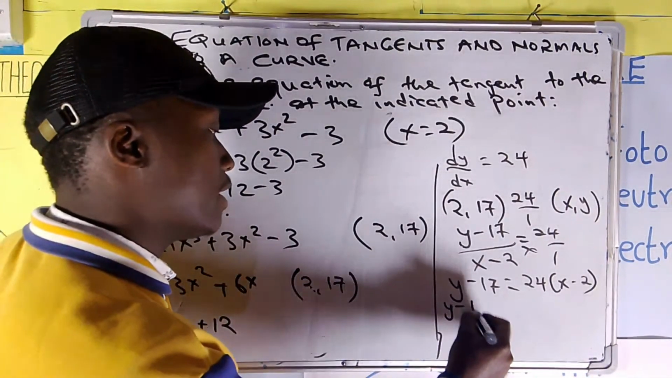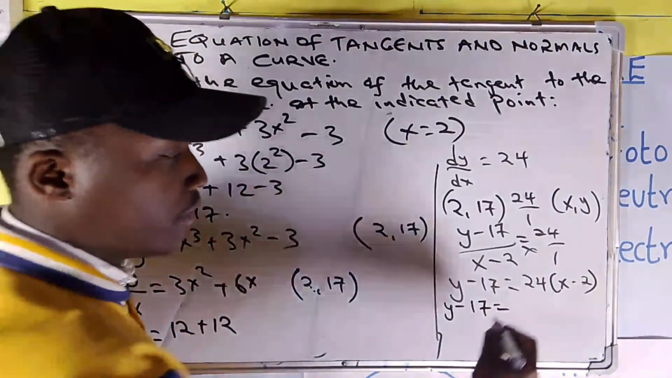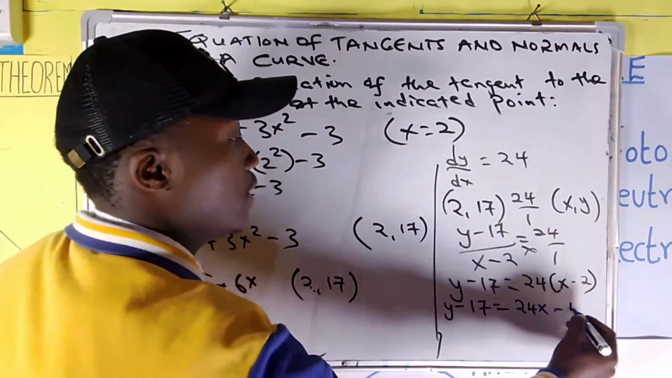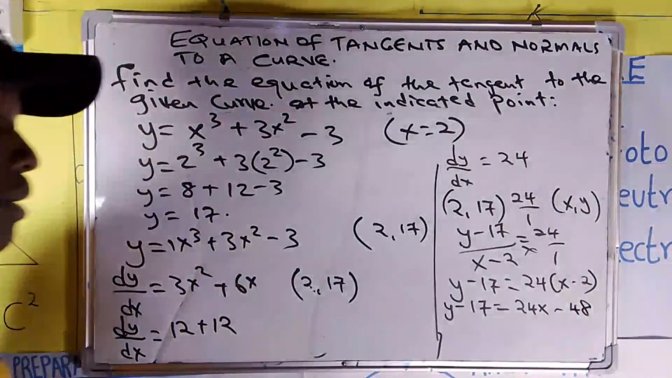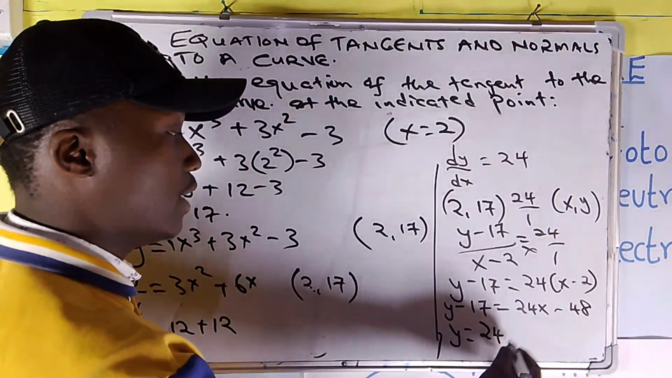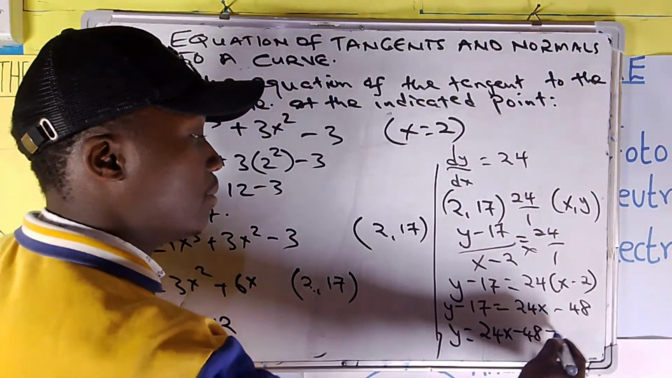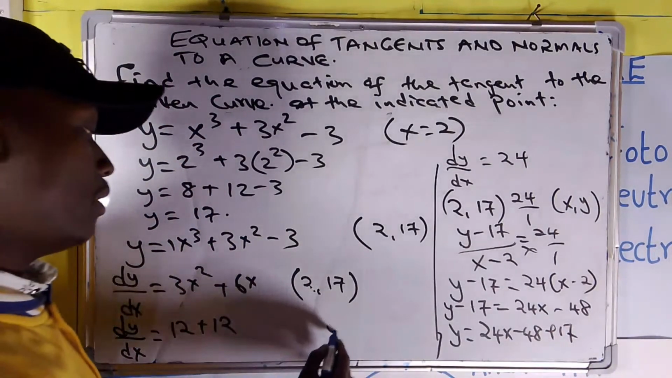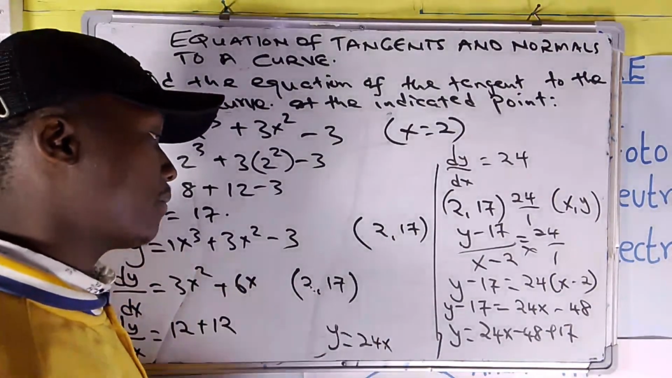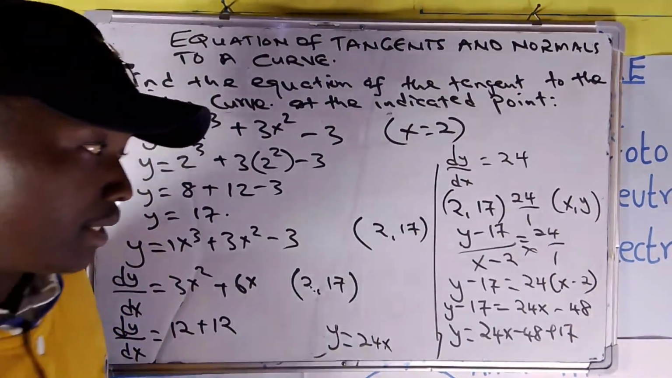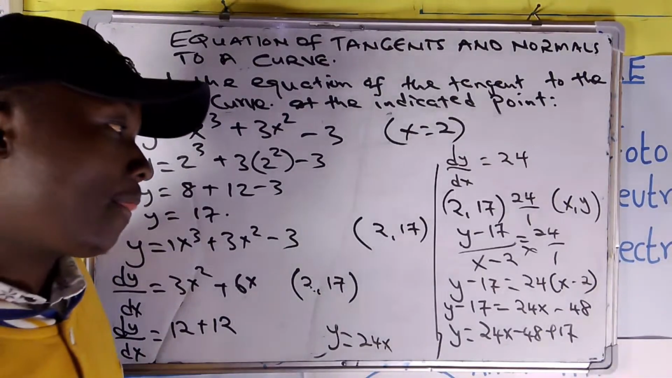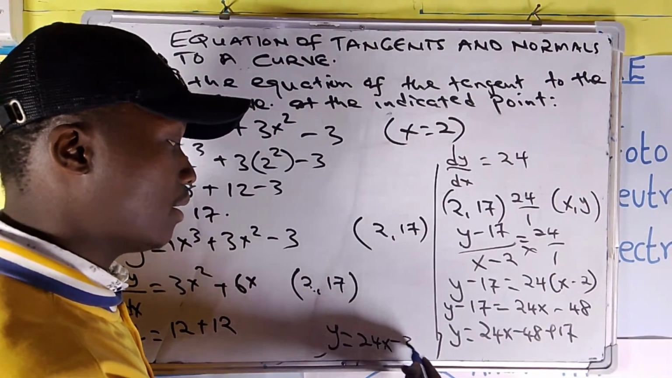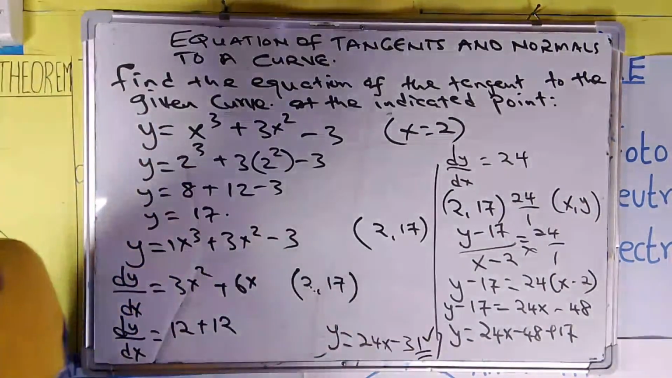So y minus 17 will be equivalent to 24 times x is 24x. Then 24 times 2 is minus 48. So that will be y is equals to 24x minus 48 plus 17. So what is minus 48 plus 17? It will be equal to negative 31.